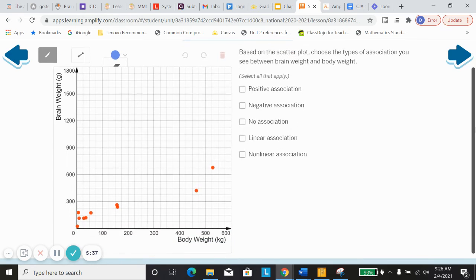Then, once you have all that data plotted, and they give you some other data, these are some other animals, you can see that as the body weight increases, the brain weight seems to increase, which makes me think it's a positive association. Now, you could argue whether it's a linear association. Is there kind of a line you could draw through there? That's something you guys can discuss in your groups.